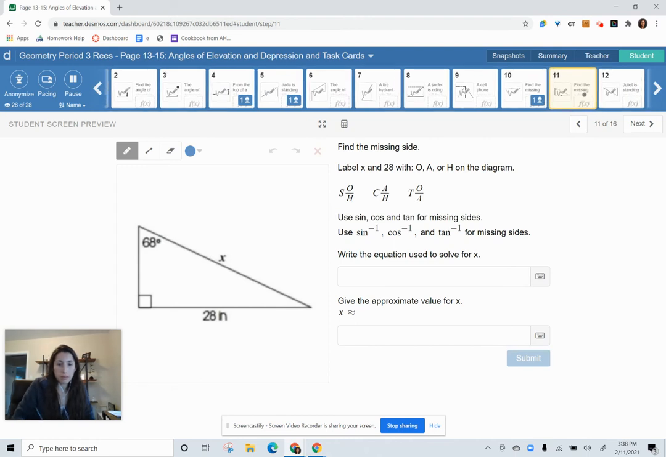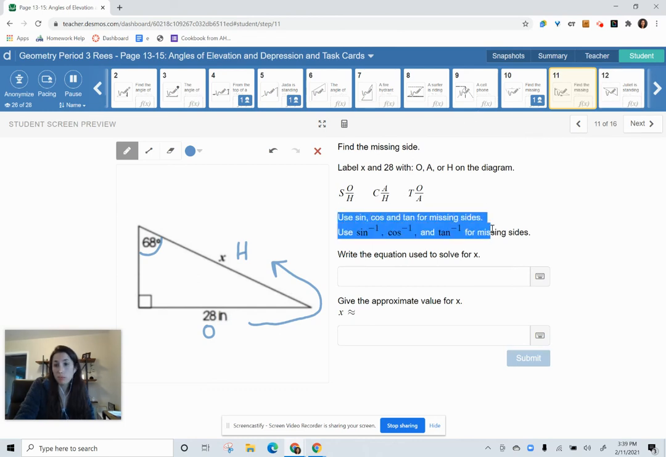Number 11, from 63 degrees, this is a leg and it's not next to it, so it's an opposite leg. This is a hypotenuse. Opposite and hypotenuse, what ratio do we use? And therefore, if we're using sine, cosine, tangent, it's a missing side. We're going to use a regular sine, cosine, or tangent.